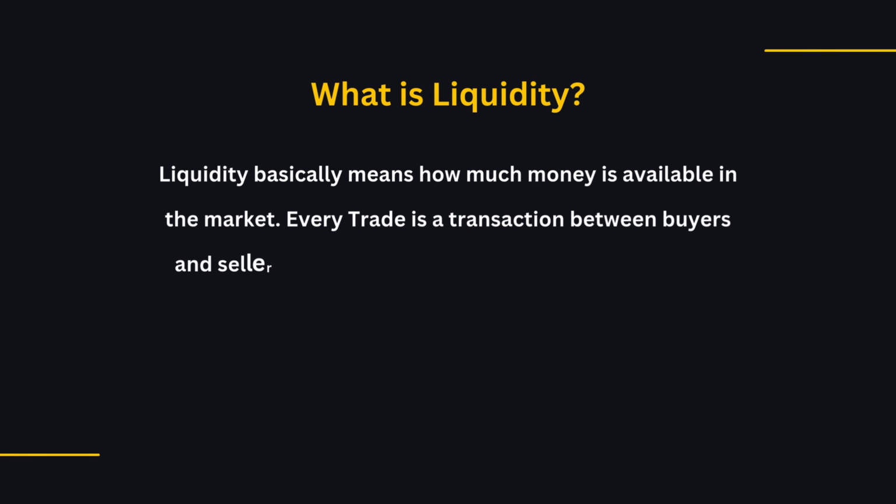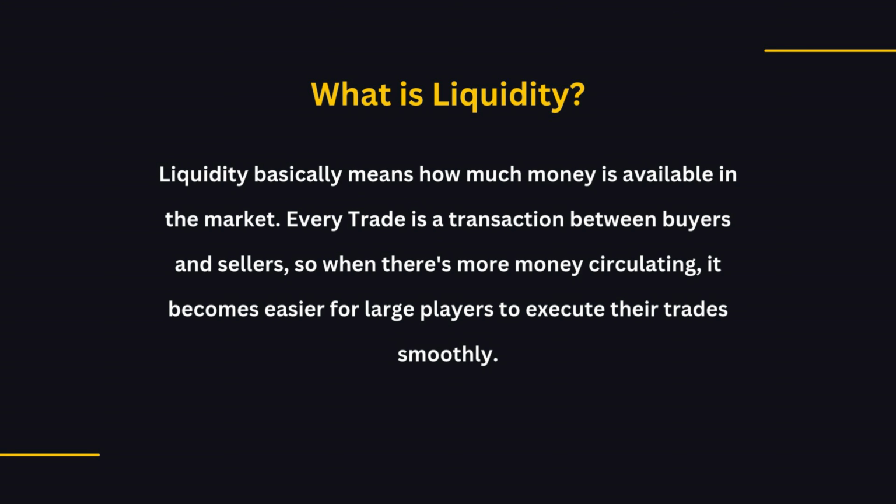So the first question is, what is liquidity? Liquidity basically means how much money is available in the market. Every trade is a transaction between buyers and sellers, so when there's more money circulating, it becomes easier for large players to execute their trades smoothly. Suppose a large company wants to exchange millions of dollars into euros. If they exchange it when liquidity is low, the price will skyrocket, and they don't want to increase the price, because they simply want to buy at a low rate, so they need liquidity in the market. In simple words, they need sellers in the market.